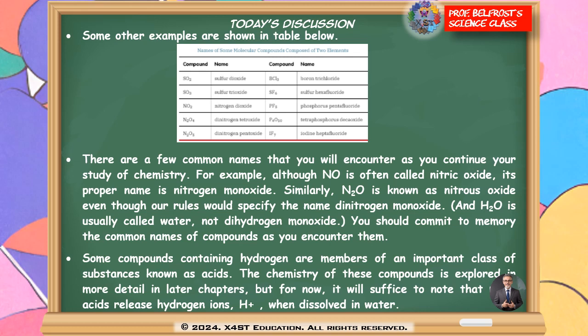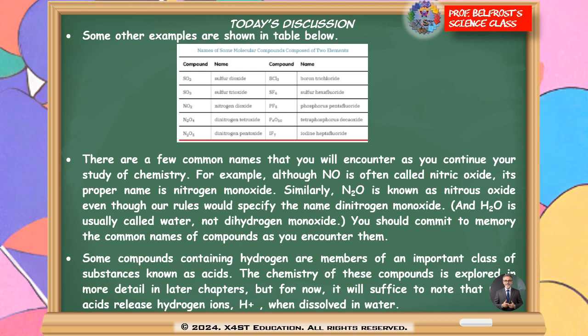Similarly, you have N2O. Sometimes it's called nitrous oxide. Actually, this is not the proper name, but you should use the name dinitrogen monoxide. And also, for example, H2O, you will not call this dihydrogen monoxide, right? You'll call this just water. Okay, don't make things complicated for yourself. You should commit to memory the common names of compounds you can read.